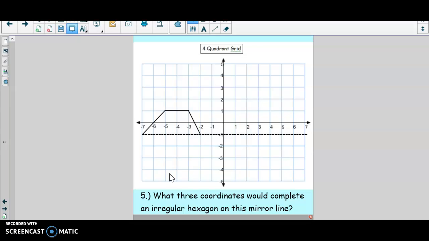That's it. That's the end of our 4-quadrant grid plotting lesson.